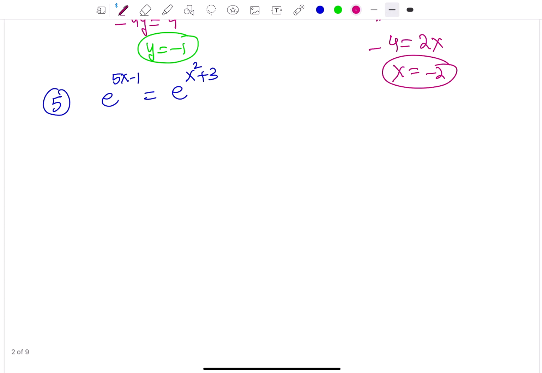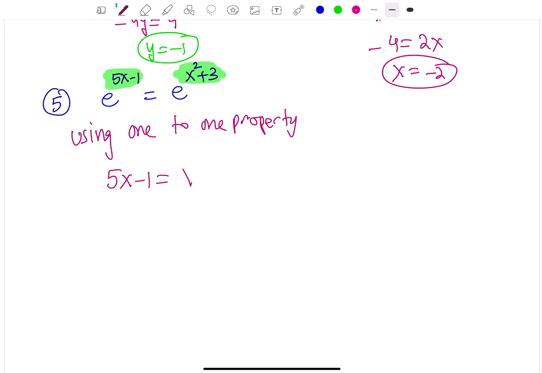Example number 5, e to the power 5x minus 1 equals e to the power x squared plus 3. So using one-to-one property. Again, it's helpful if we actually include using one-to-one property. We're not canceling the bases. It's not okay to cancel the bases on both sides, but we are using one-to-one property, which means if two output values are equal, then two input values are also equal. So 5x minus 1 is going to equal x squared plus 3. Let's bring all the terms on one side and factor it.